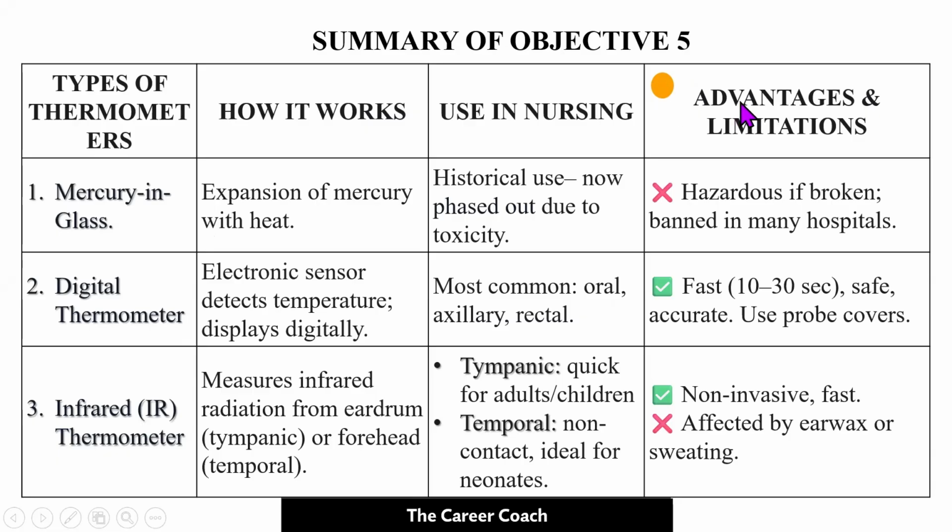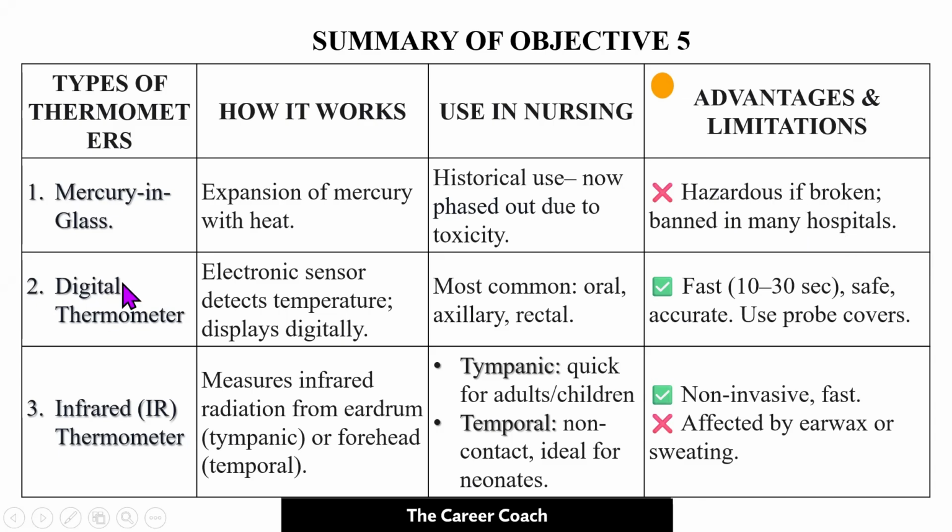It tells us that these areas are important for our clinicals. Okay. Number 1, mercury in glass thermometers. It works by expanding mercury with heat. Historical use, now phased out due to toxicity. So it's no longer used in nursing. Advantages and limitations: it is hazardous if broken, banned in many hospitals.